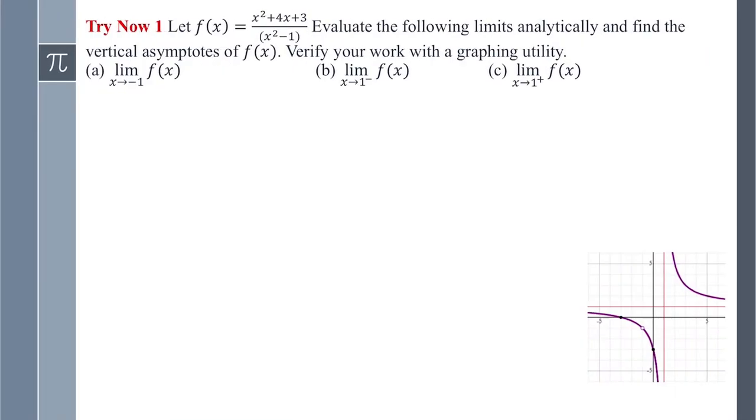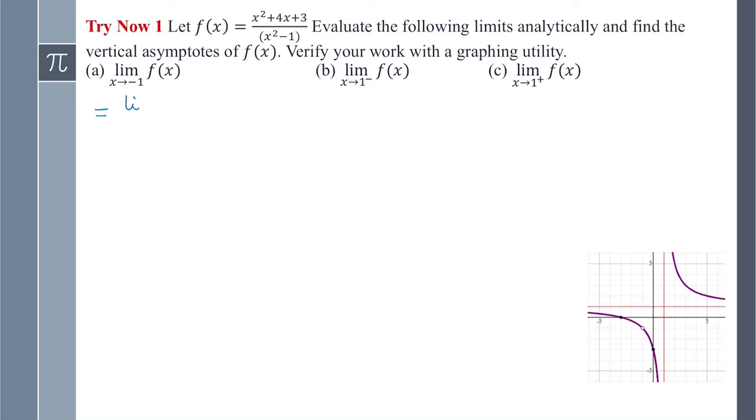Now, this is a question where I want you to try on your own. So you can pause the video, try the problem, and then resume the video and check your work. But we are going to do it now. The first thing is we are asked to find the limit as x approaches -1 of f of x. So let's go ahead and do this. I cannot substitute that, but it looks like I can factor and simplify. Let's try that, okay?